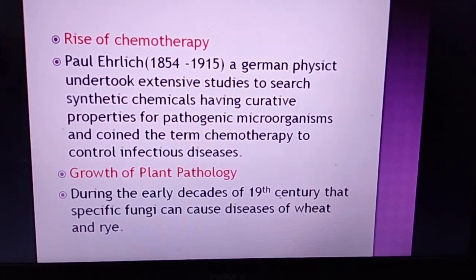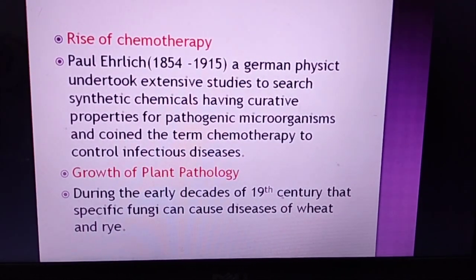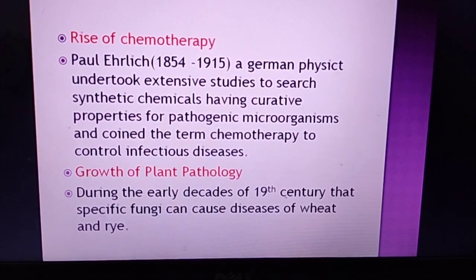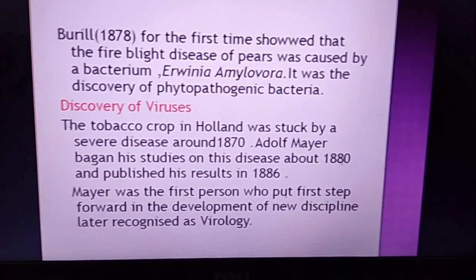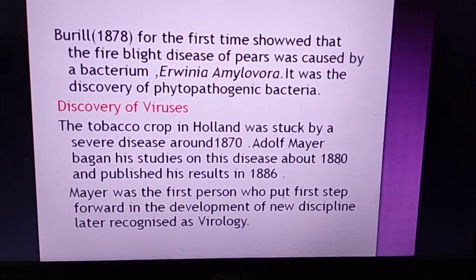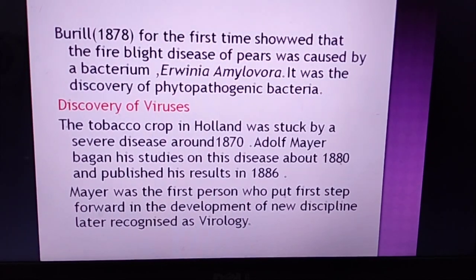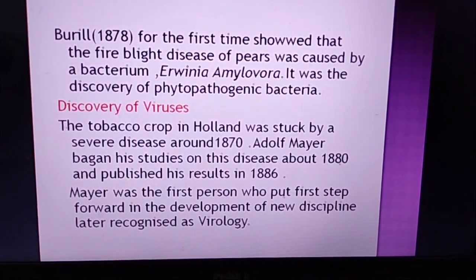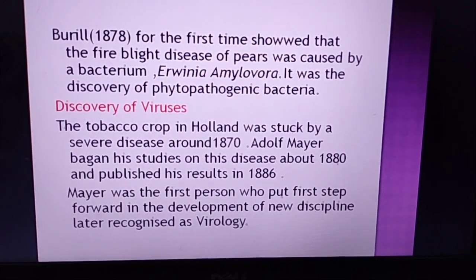During the early decades of the 19th century, specific fungi were found which can cause diseases of wheat and rice. So in plants also, specific bacteria were found, they were studied, and the relationship between the bacteria and the plant was studied, that is, which particular bacteria is causing which particular type of disease.